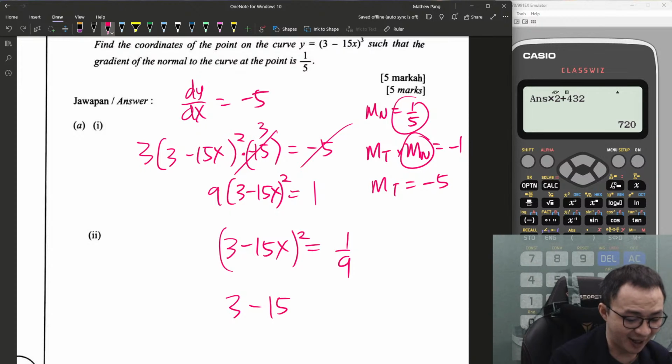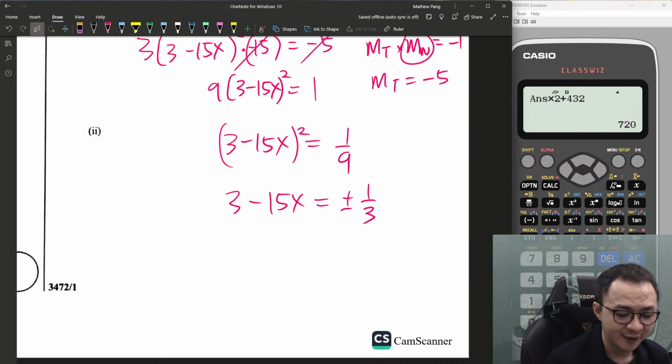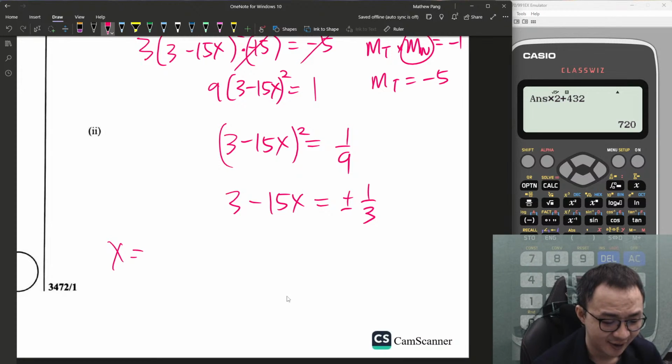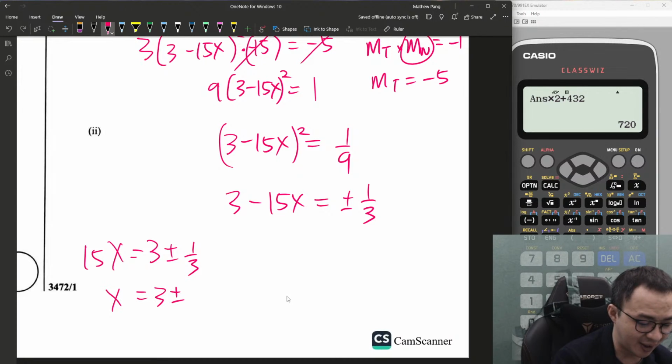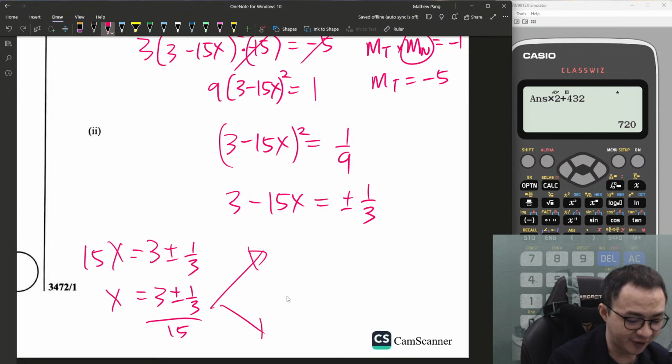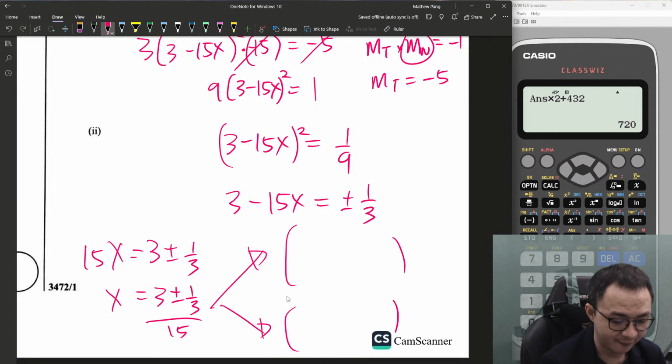I'm not going to expand it, okay? So it's positive negative 1 over 3. I square root 1 over 9. Then we use a calculator, okay? I'm very lazy. Never mind, do one more step. Then 15x equals 3 plus minus 1 over 3. Then x equals 3 plus minus 1 over 3, over 15. Okay, so I should get 2 different x coordinates here.